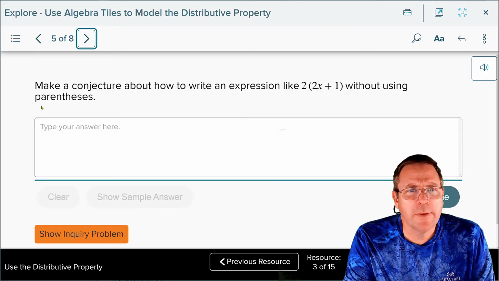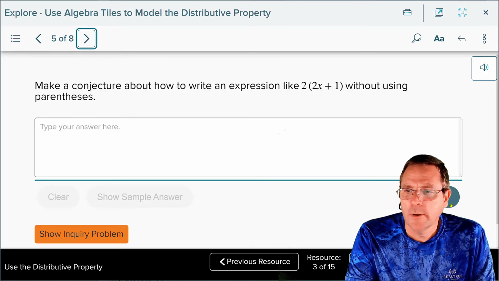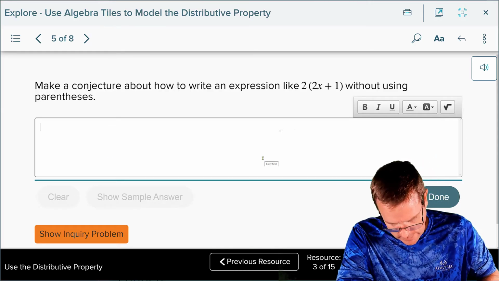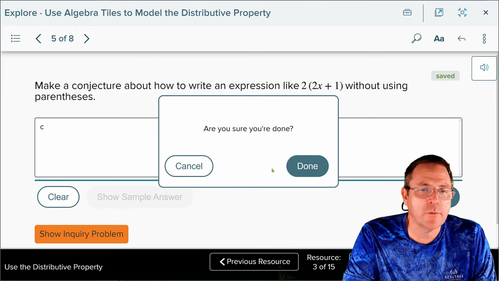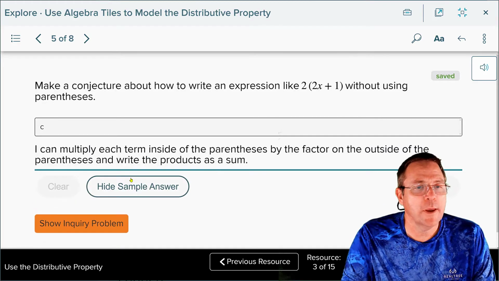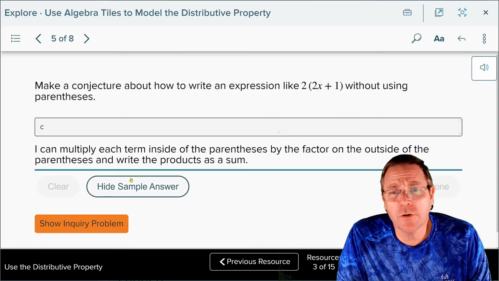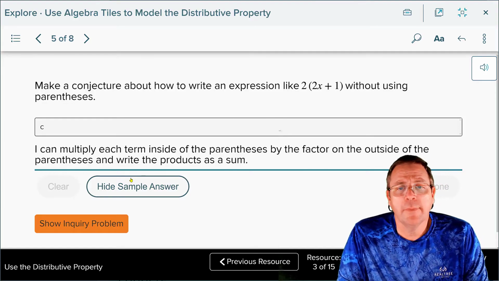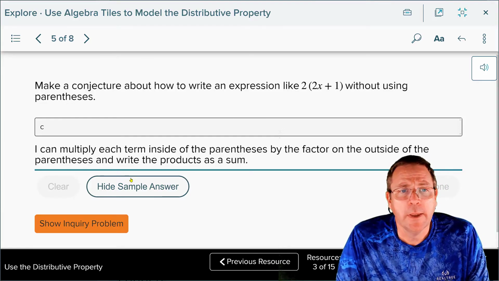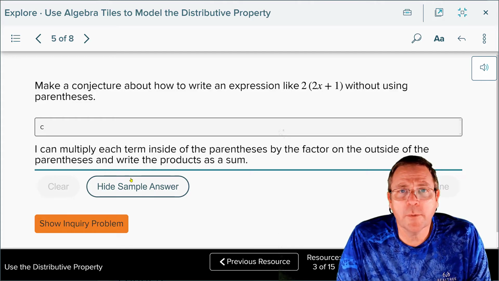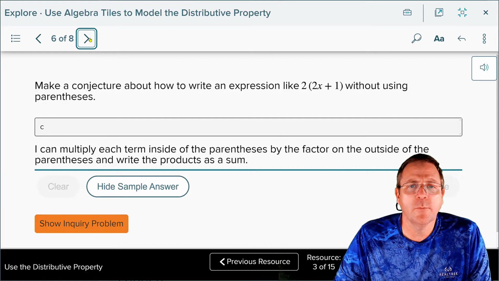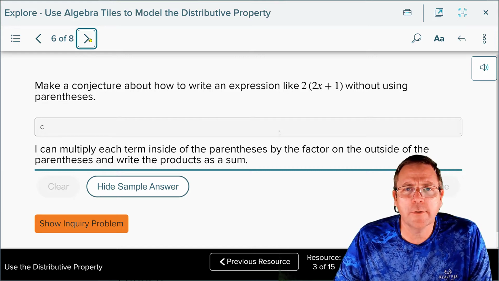Now, we're not going to make the conjecture they want to do here because I think there's better things we can do with our time, but I'll go ahead and show you what their sample answer is. Their sample answer said, I can multiply each term in the parentheses by the factor outside the parentheses and then write the products as a sum. Now, that's probably confusing for some of y'all because for some reason you just don't like it when words appear in your math, but we're going to work on improving that as the year goes on.